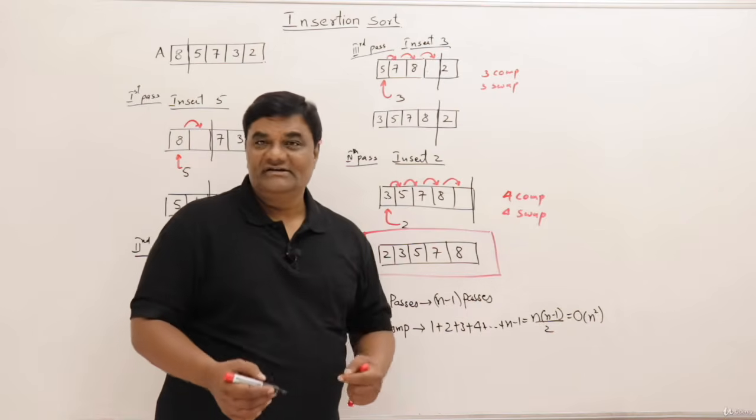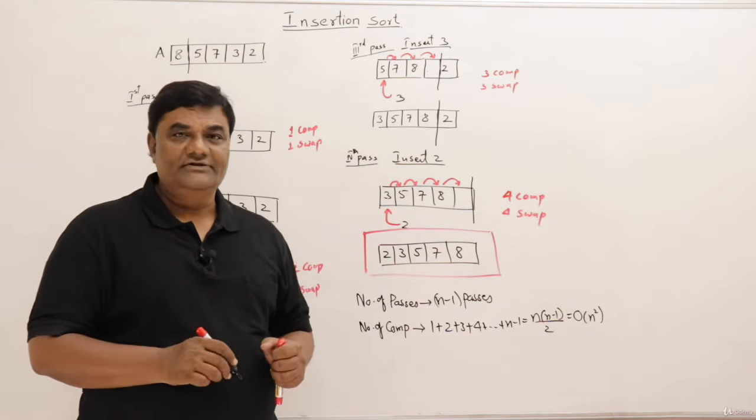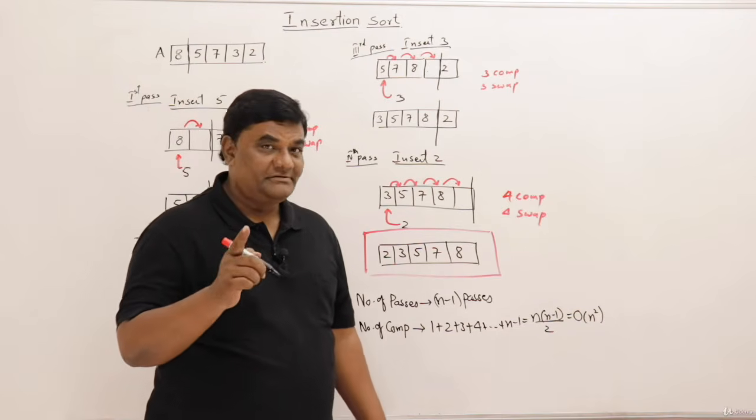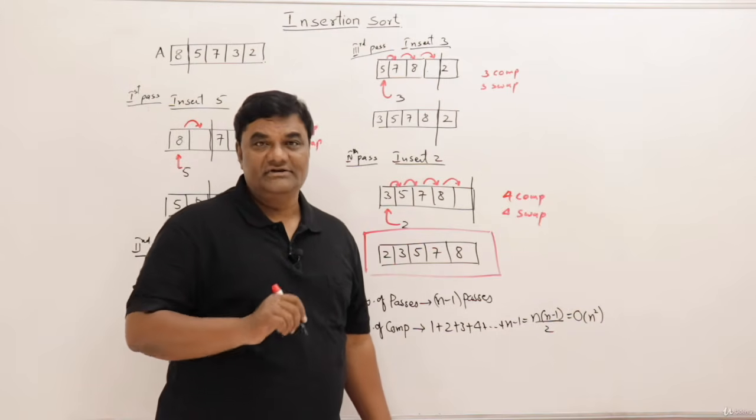As the number of comparisons is taken as the time complexity of an algorithm, the time complexity of insertion sort is n square. The maximum time taken by insertion sort is n square.